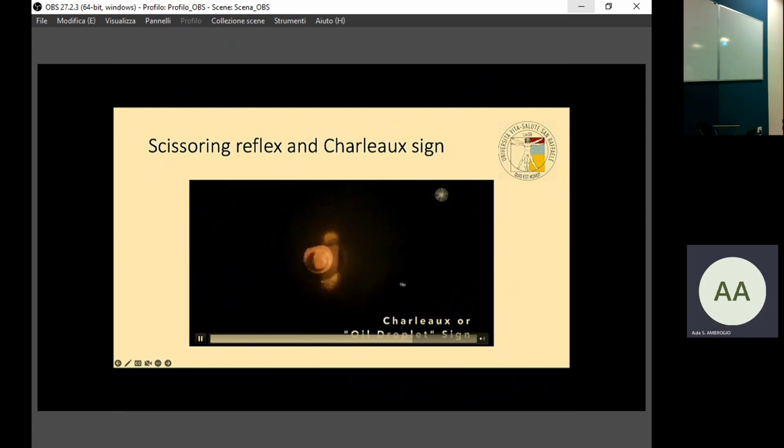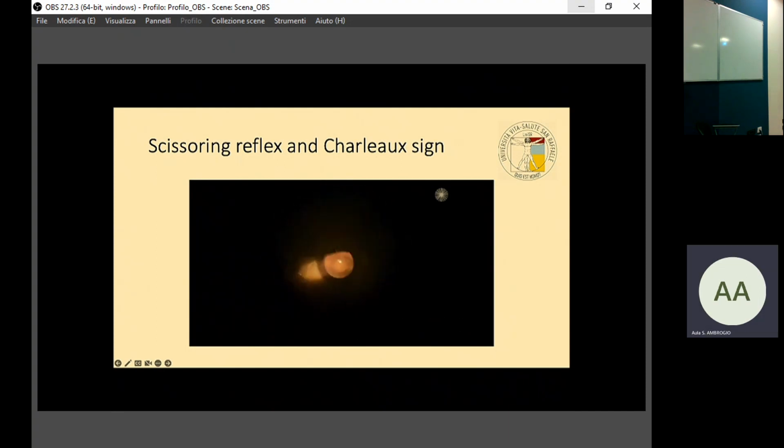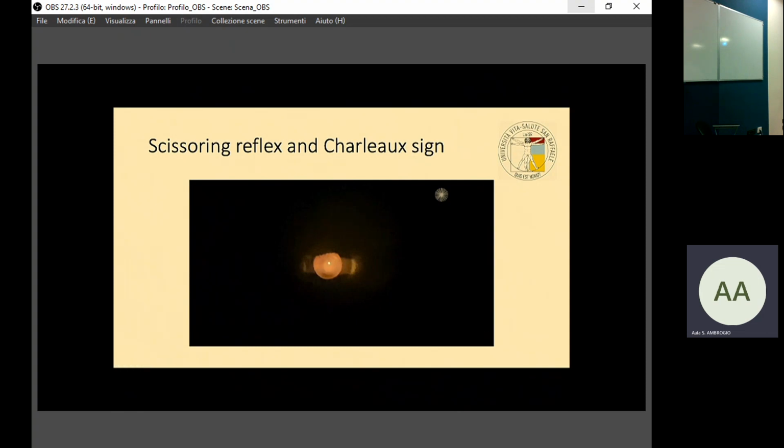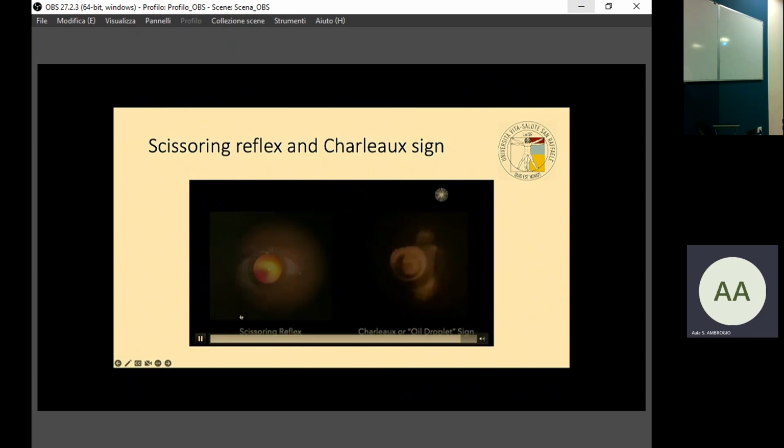Then we have another sign, which is the Charleux sign, also known as the droplet sign. Again, as you can see, we are pointing lights toward the central part of the cornea. And there is a bright light that is represented by the conical part, the apex. And then we have a part that is darker and is found on the peripheral side, as you can see.